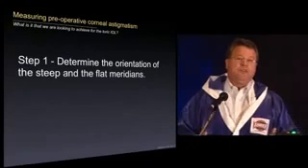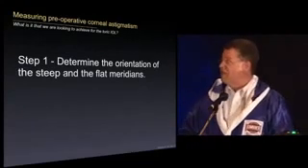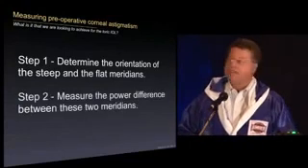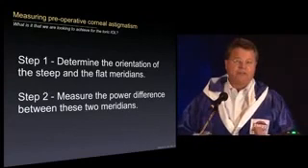So when we do the toric IOL, we don't just get a set of Ks, we have to do two things. First, we have to figure out the orientation of the meridians and the power difference between them. Doing this with a manual keratometer can be difficult, and with the IOLMaster you can have some problems.